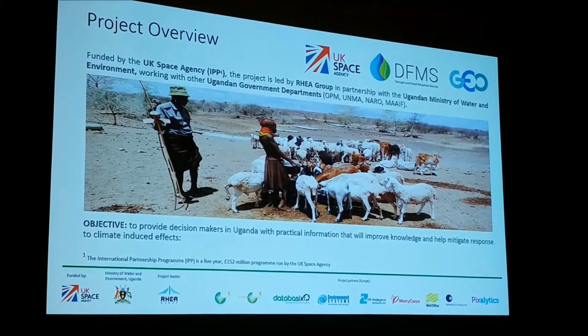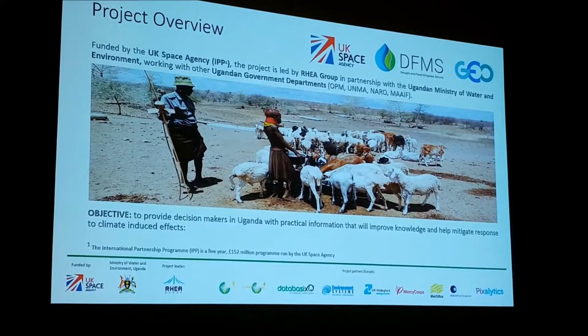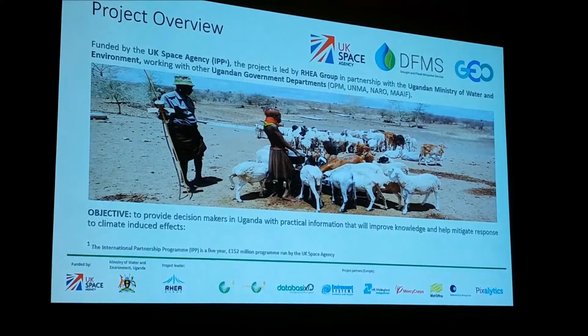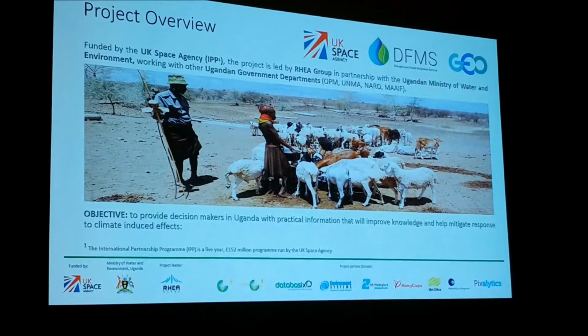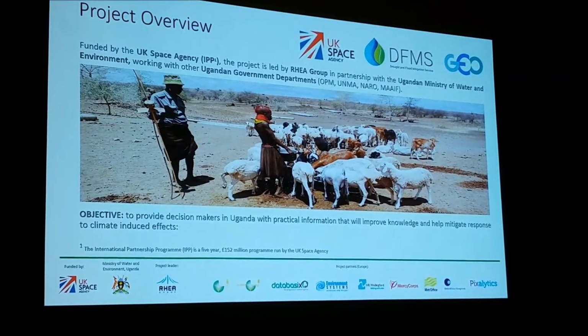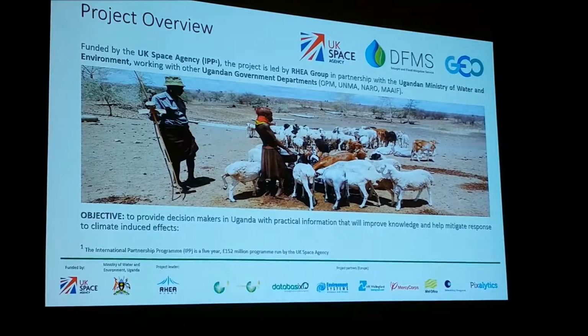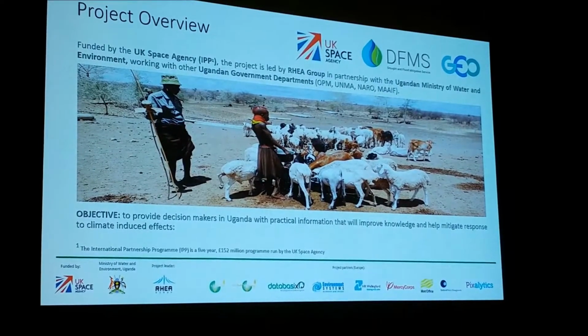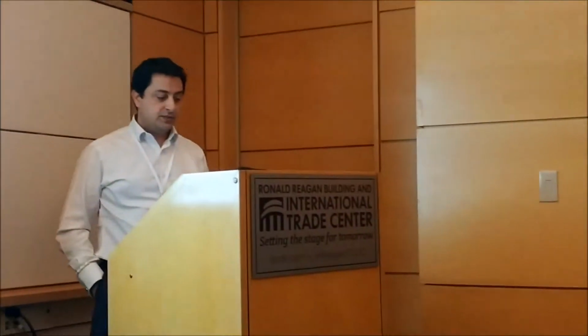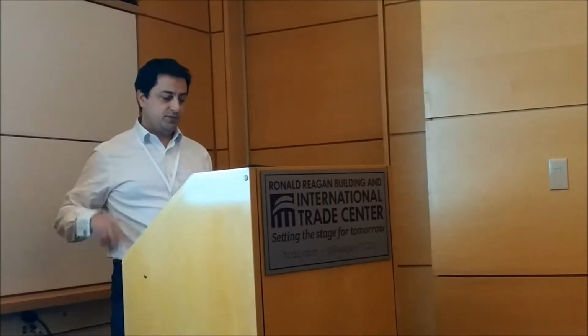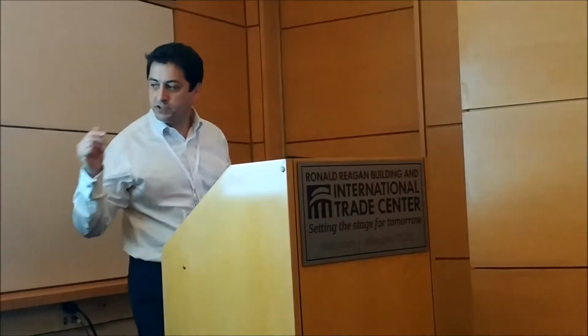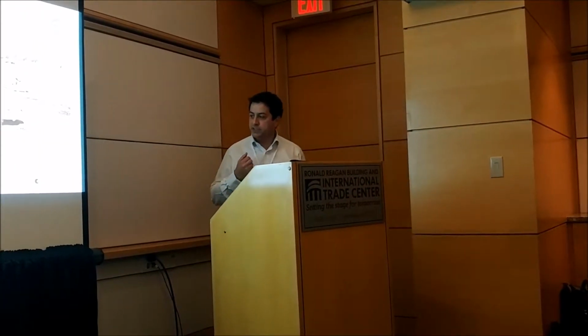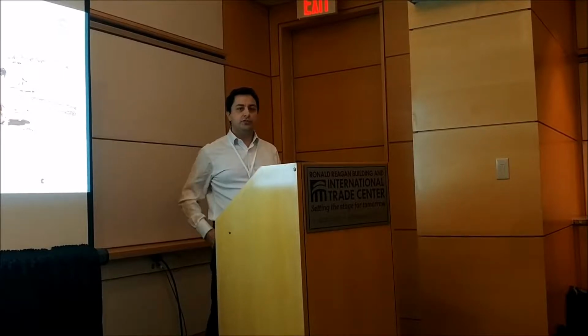So a little about the project. This is a nearly 7 million pound project funded by the UK Space Agency. The project is led by us, RHEA Group, and we partner with international partners such as the Uganda Ministry of Water and Environment and other Ugandan departments. We have specialist partners such as the UK Met Office, to provide all the climate data used for the project, and Earth observation specialists such as Environment Systems and Pixalytics. We have NGOs on the ground working with our final users, basically.